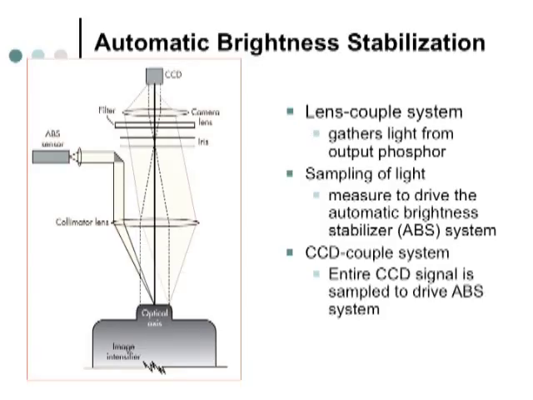Okay, we also have something called automatic brightness stabilizer. In the old image intensifiers, this was called automatic brightness control. We called it ABC. Now it's ABS, automatic brightness stabilizer. And what this is, it's a photocell that measures the amount of light coming out of the output phosphor and adjusts the tube current for the amount of light, to keep the amount of light consistent.